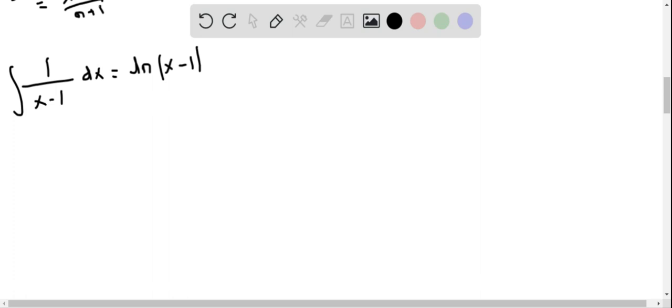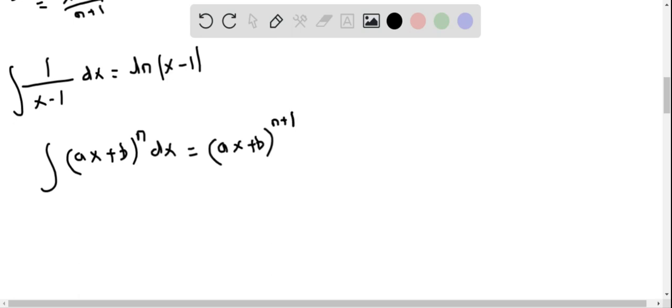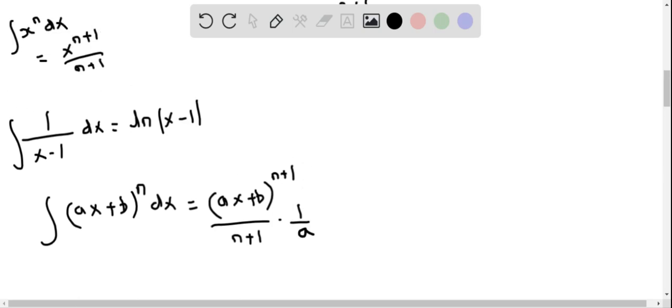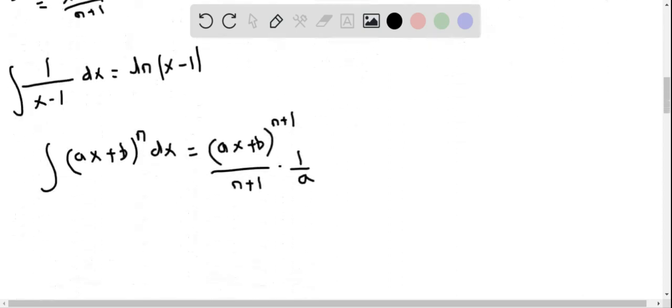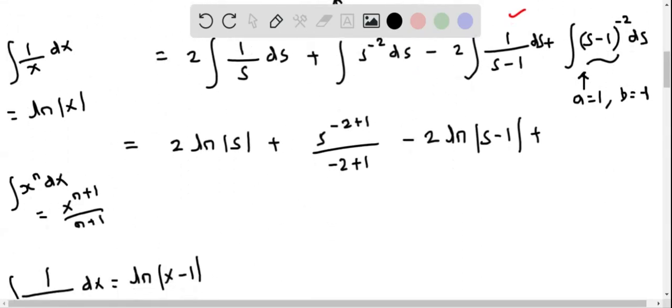for the last integral, we can in fact use this formula. That is, suppose we have ax plus b raised to the power of n, and we have to integrate this, we can use this formula. The formula says ax plus b raised to the power of n plus 1 divided by n plus 1, and then multiplied by 1 over a. So let me use this formula. I see that this factor is a linear factor where a equals 1 and b equals negative 1. So when I apply this formula here, I put s minus 1 raised to the power of n plus 1.